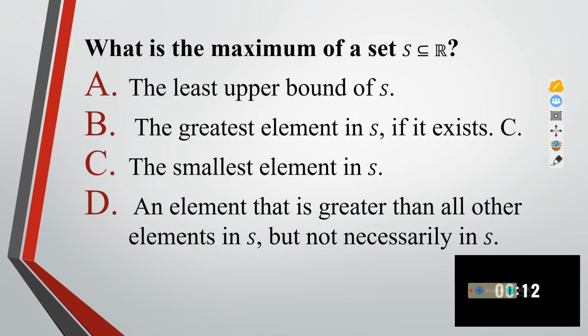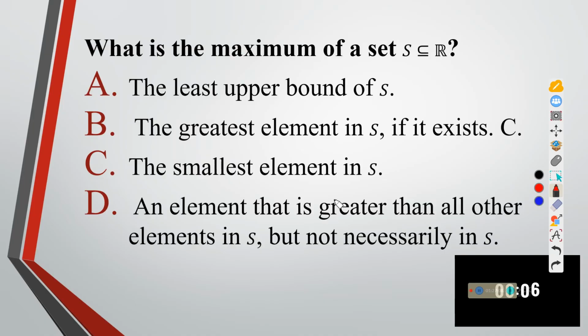So we are looking at what is the maximum of a set. In our previous example, we talked about maximum, minimum, supremum, and infimum. So what is the maximum of a set S? The options are: the least upper bound of S, the greatest element in S if it exists, the smallest element in S, and an element that is greater than all other elements in S but not necessarily in S.